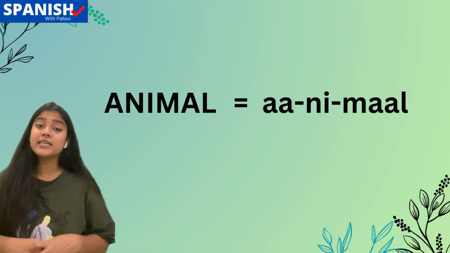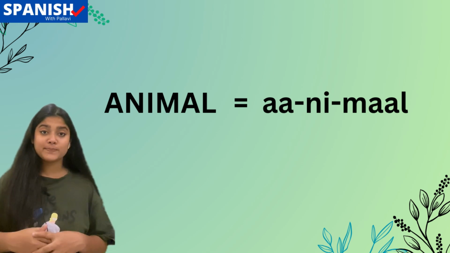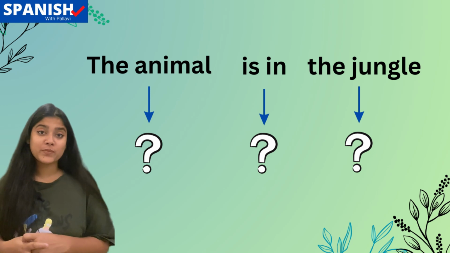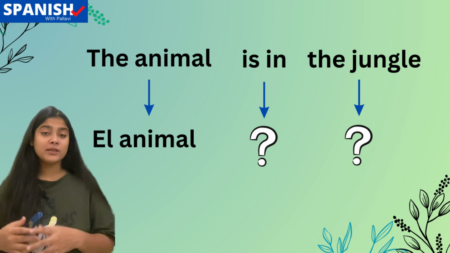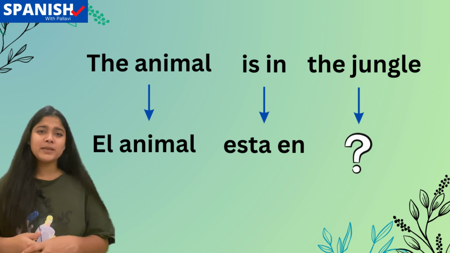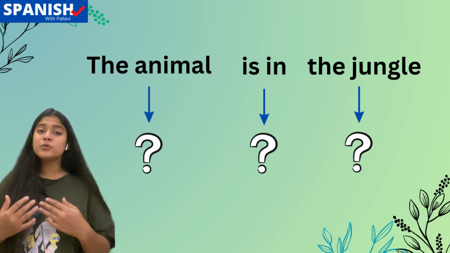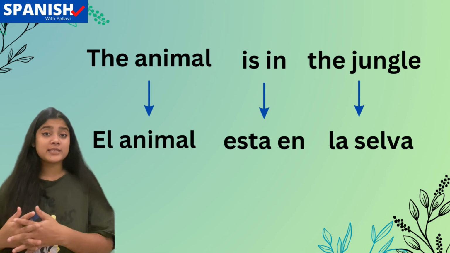As you can see on the screen, in English it's animal, and how do we say that in Spanish? Animal. Let's take an example. In English, the animal is in the jungle. How do we say that in Spanish? The animal will be el animal. Is will be está. In the jungle will be en la selva. The whole sentence: El animal está en la selva.